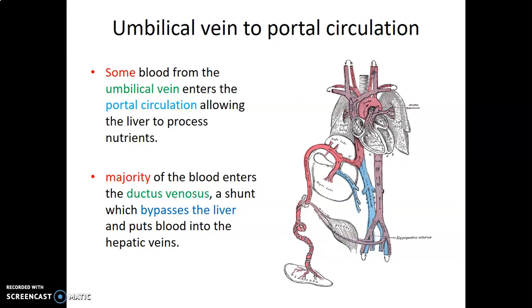The majority of the blood enters the ductus venosus, and this gives a shunt that bypasses the liver and puts the blood into the hepatic veins. So the majority of the blood bypasses the liver. It has no business being in the liver, but a small portion of it will enter the liver so that the nutrients can be processed.